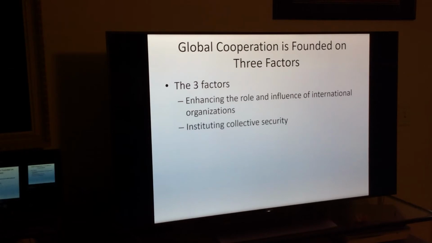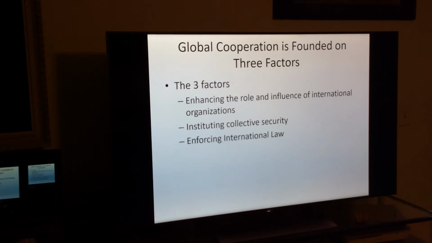Instituting collective security. So instead of one nation fighting another, you have multiple nations working together to stop any aggressive nation. The Gulf War in the 1990s. Iraq invades Kuwait, so a coalition, collective security, comes together to stop Saddam from taking over Kuwait.